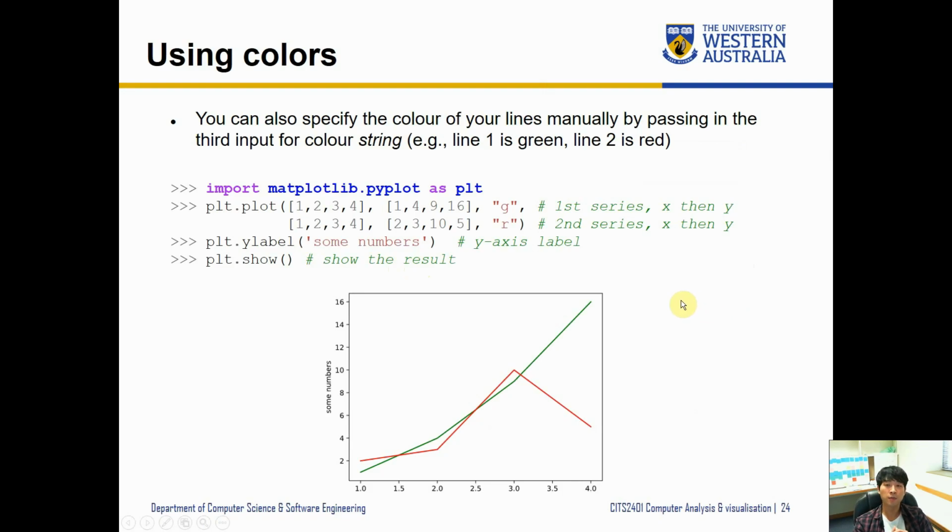So as we've seen, it will give us a default color, but sometimes you want to use some specific color, especially if you have multiple variables. So you can specify exactly what color you want.